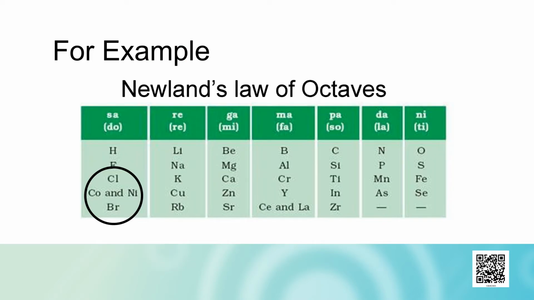For example, cobalt and nickel are placed in the same slot and these are placed in the same column as fluorine, chlorine and bromine, which have very different properties. Now, let us discuss Mendeleev's periodic table.